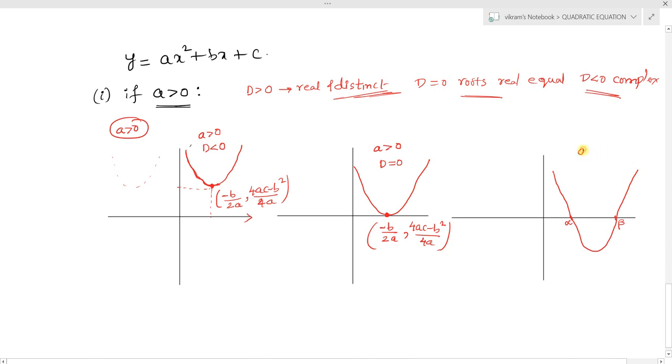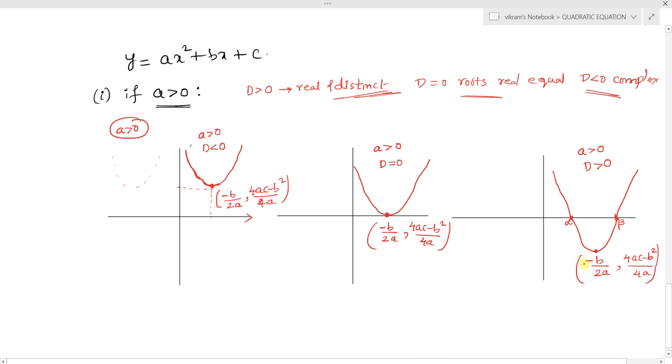So now what is this condition? Upward mouth opening means a must be greater than 0 and it has distinct roots. These two values will make the given quadratic equation equal to 0. Then we can write this as discriminant is greater than 0. Now the vertex is over here. Again the vertex is minus b by 2a comma 4ac minus b square by 4a.